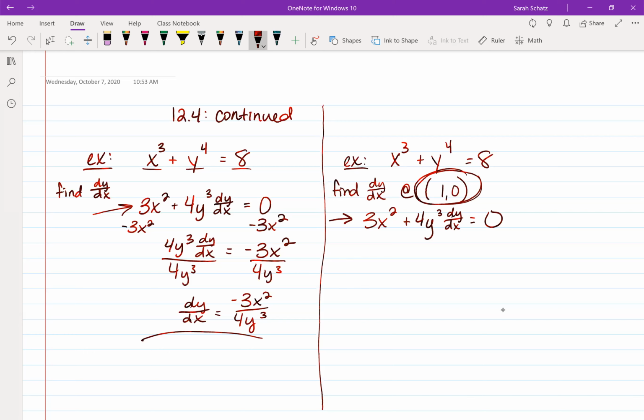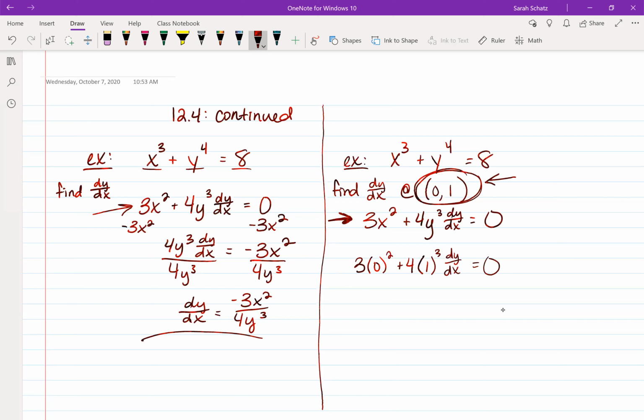And everywhere there's a y, oh, hold on. This is going to be bad. Let's change this point to 0, 1. If I put y equals 0 in there, then your dy dx goes away, and that's not very helpful for example purposes. Sorry, let's call our point 0, 1. So after you take the derivative like we did, we're going to put a 0 in for each x and a 1 in for each y. So I'm going to have 3 times 0 squared plus 4 times 1 cubed dy dx equals 0.